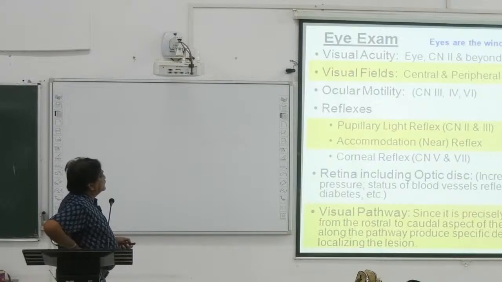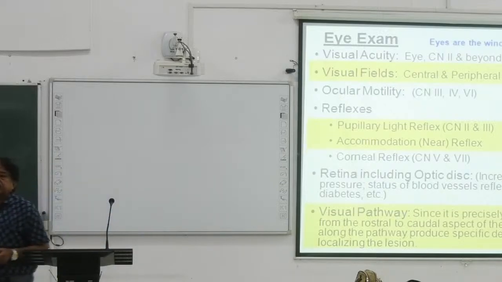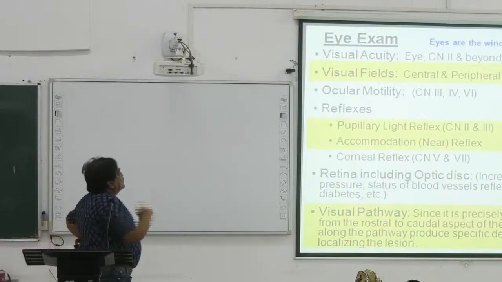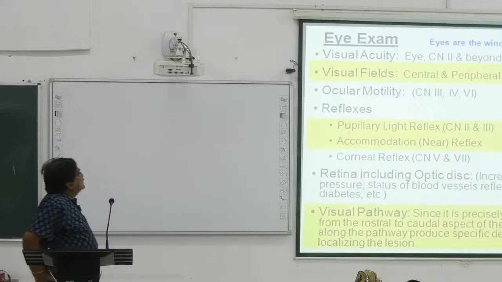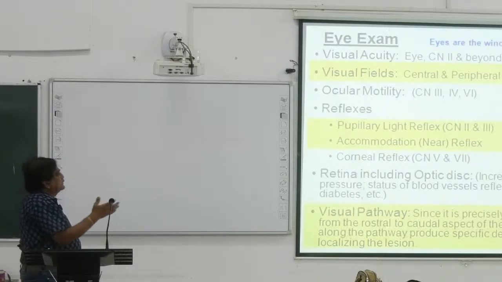Retina including optic disc, increased intracranial pressure, status of blood vessels reflecting hypertension and diabetes that I have been discussing with you. So this can come as a short note. The eye examination means the acuity of vision, visual fields, ocular motility, reflexes, the pupillary light reflex, the accommodation reflex, retina including optic disc, increased intracranial pressure, status of blood vessels, reflecting hypertension and diabetes.